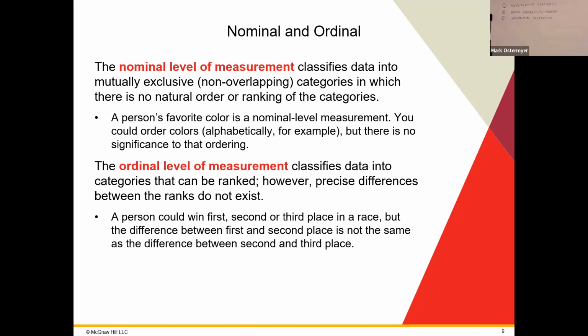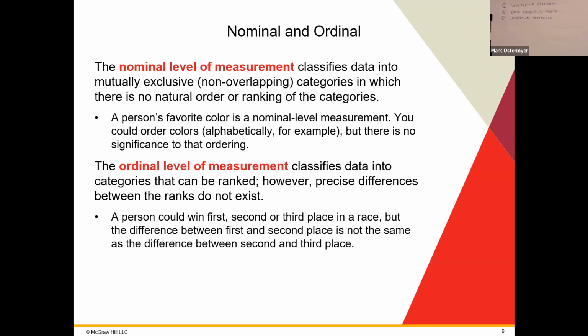Probably what? Probably not. Do you agree? Okay. So order has no meaning with the nominal level of data. All right. The next slightly more sophisticated level of measurement is called the ordinal level. It classifies data into categories that can be ranked. And so rankings have meaning now.